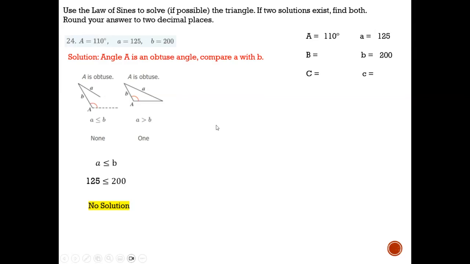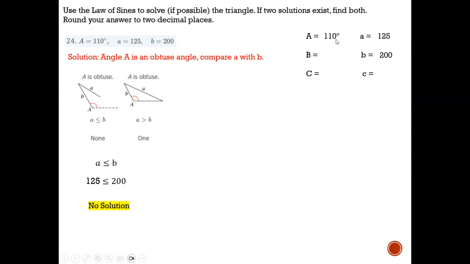Another thing I want you to keep in mind that helps is that the biggest angle has to be across from the biggest side length. If A is obtuse, the other angles have to be smaller, have to be acute. So if A is obtuse, that's going to be the biggest angle. So this A, 110, is going to be the biggest angle of my triangle. That means the side length, little a, has to be the biggest length. That's just the way it works for triangles.